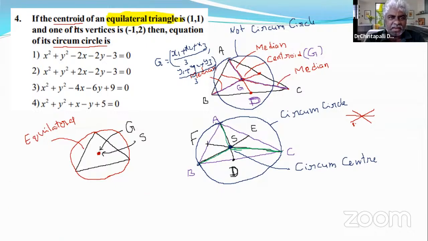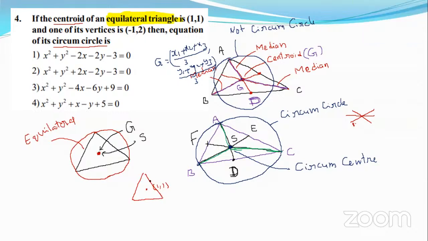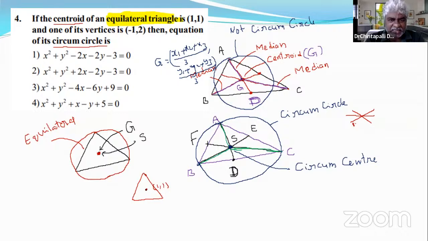This is an equilateral triangle. Centroid of an equilateral triangle is 1, 1. See the point 1, 1 is centroid of an equilateral triangle. That means we can understand that it is centroid as well as circumcenter.